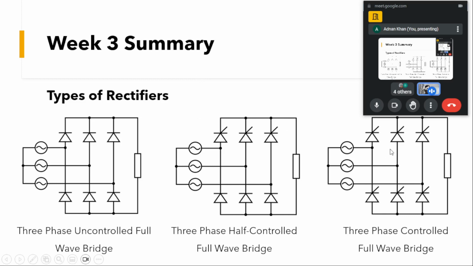Coming to the third picture, all the devices being used are thyristors, over which we have control. Not complete control, but we can control their turn on, we have some control over them. That's why this is a three phase controlled full wave rectifier.